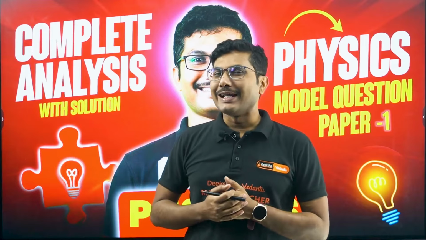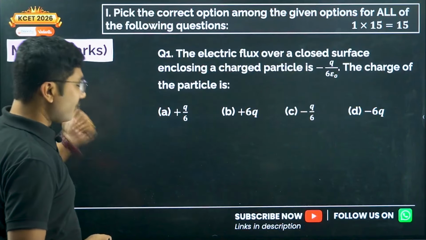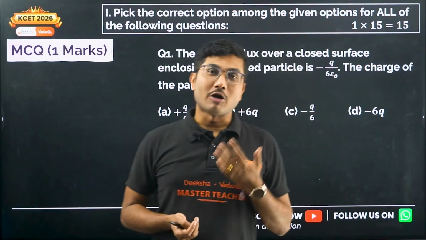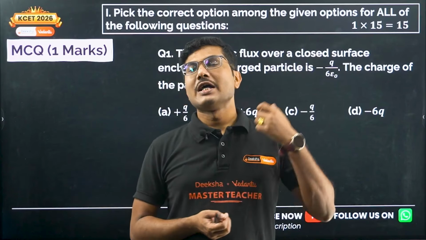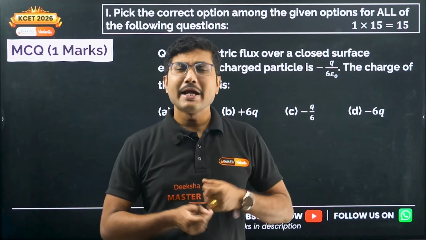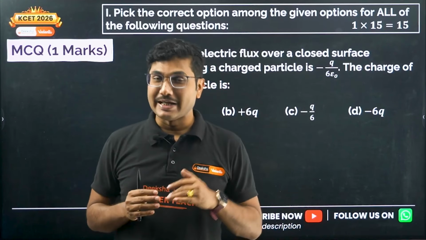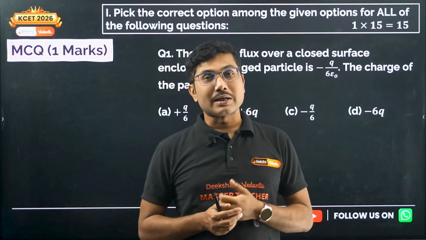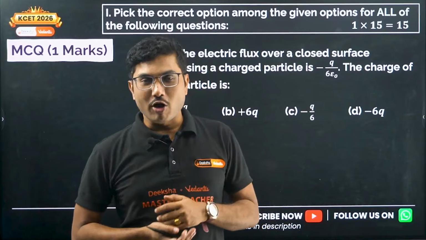So without any delay, let us start with model paper number 1. First, obviously you are aware of the question paper pattern. If you are not aware, let me tell you that there will be 15 MCQ questions, then 5 fill in the blanks questions. Both come under Section A. Both are compulsory. There are no extra options in Section A. In Section B, you will get 8 two-mark questions. Out of that, any 5 you have to answer. So you get options there.